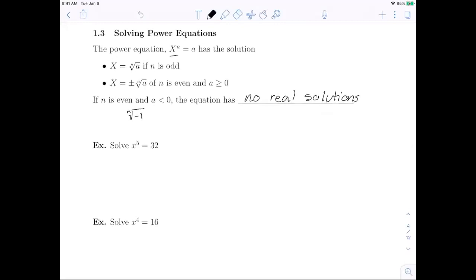So now we have a few examples, which I think are pretty cheeky. x to the 5th equaling 32. Who can help me out with this one? Carolina?